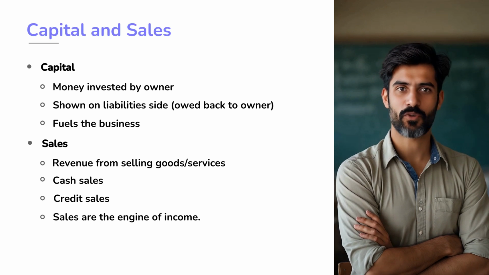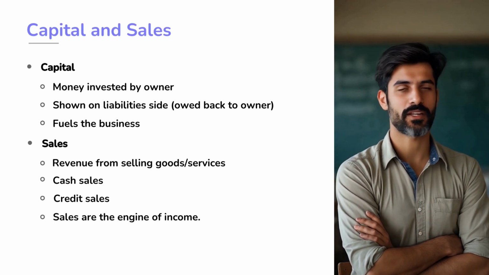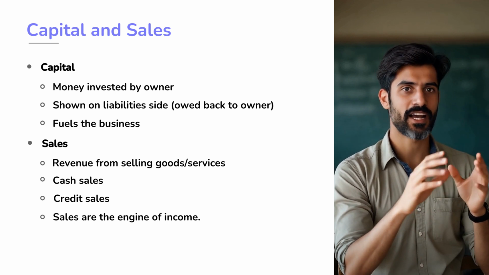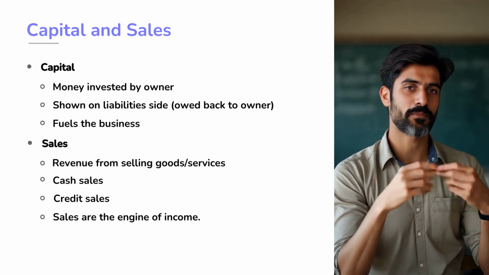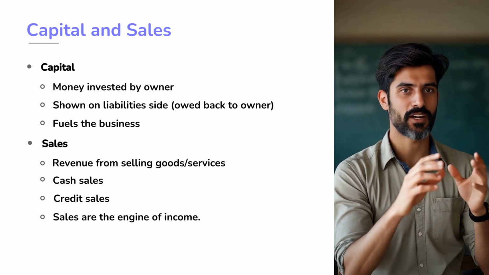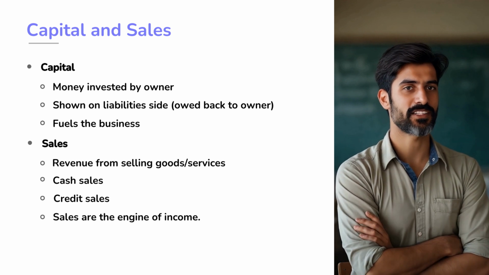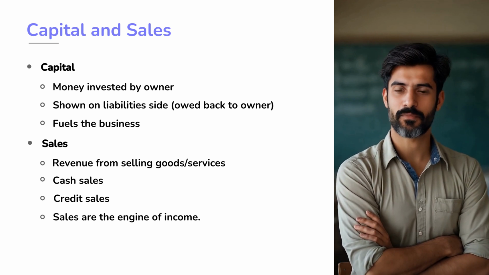Capital is the money or resources invested by the owner into the business. It's shown on the liabilities side as it's owed back to the owner. Sales is the total income from selling goods or services. These can be cash sales or credit sales.